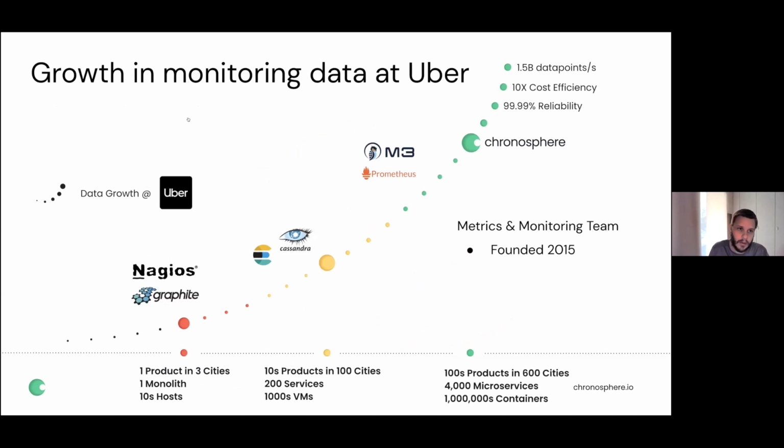So, this was an interesting journey at Uber. I wanted to talk a little bit about some of the challenges that happened there, but that are occurring everywhere across the industry.